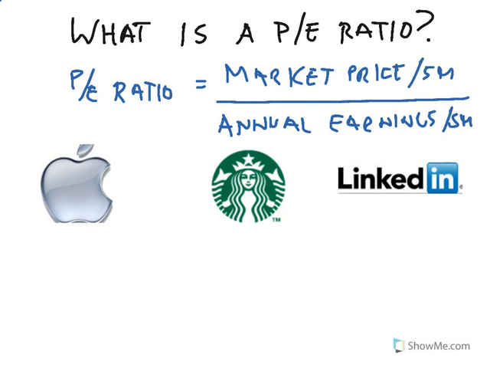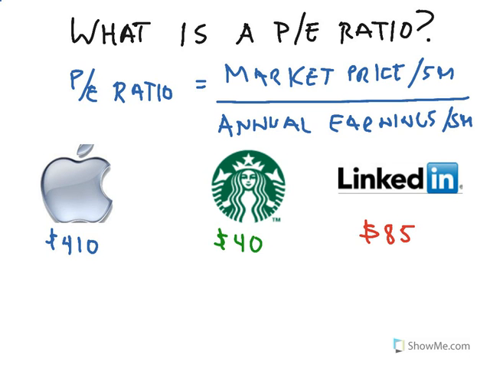So let's take a look at the PE ratios for these 3 companies: Apple, Starbucks, and LinkedIn. If you go on Google Finance, you can find out the prices and the earnings per share. For Apple's case, the current price is around $410. Starbucks is around $40 a share. And LinkedIn is at about $85 a share.